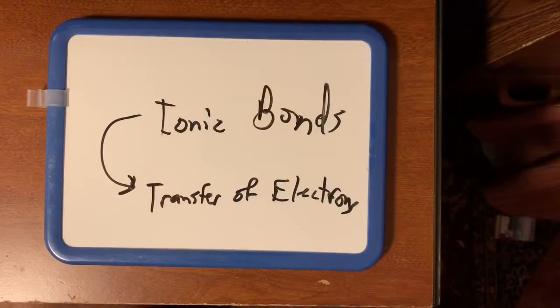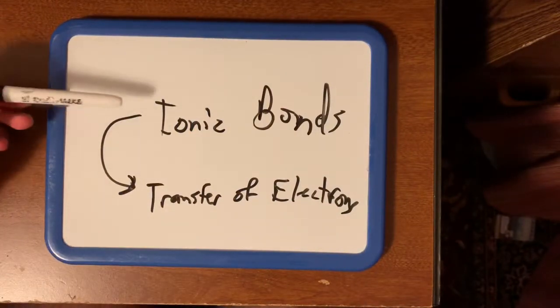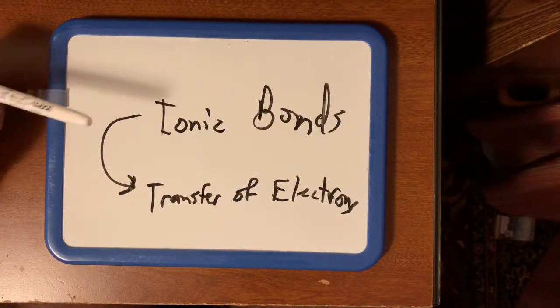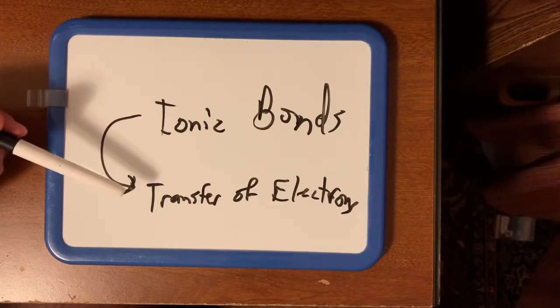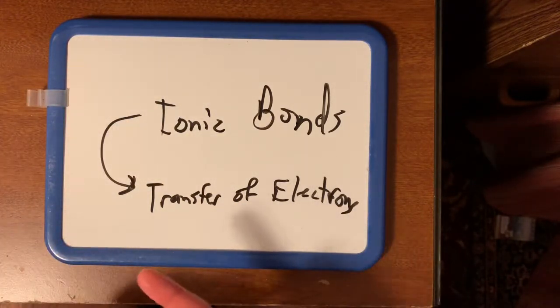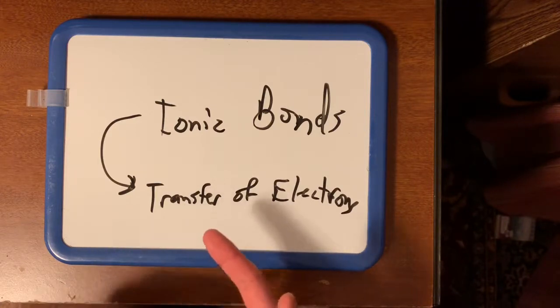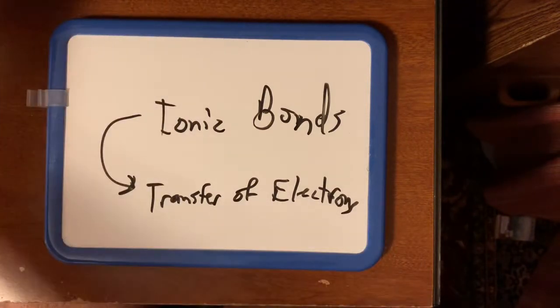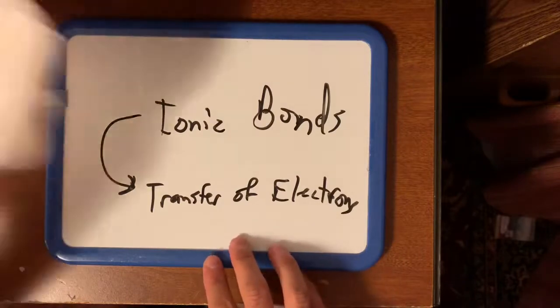So let's go over ionic bonds. An ionic bond is the attraction made after one atom transfers its electrons over to another atom. The attraction between those two new ions is what creates the ionic bond. So an ionic bond is an attraction between two ions, and as was just written, it requires the transfer of electrons.